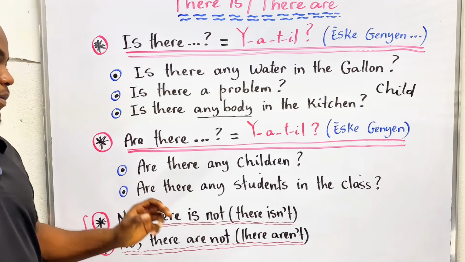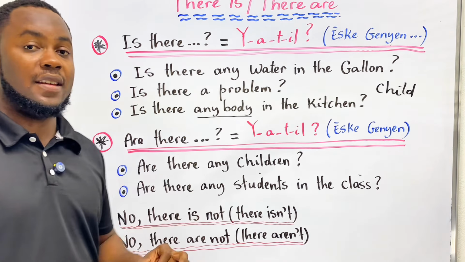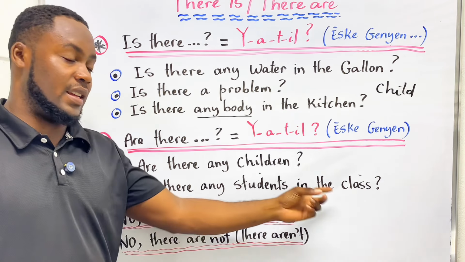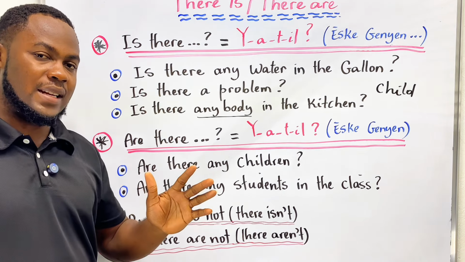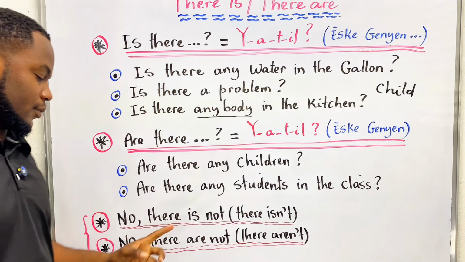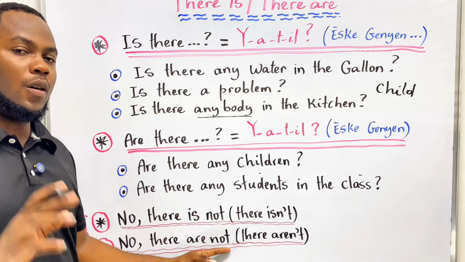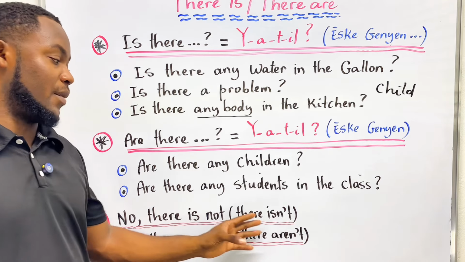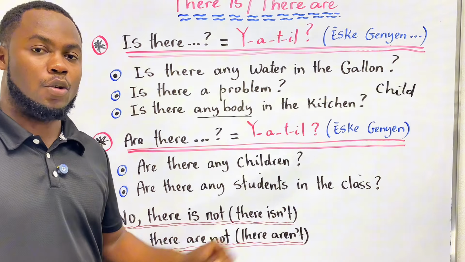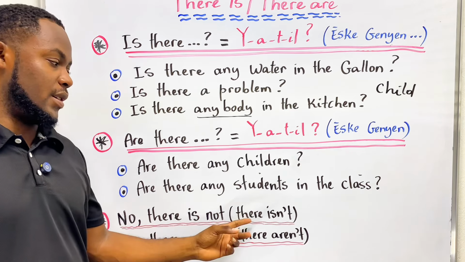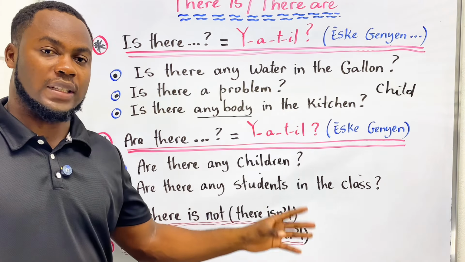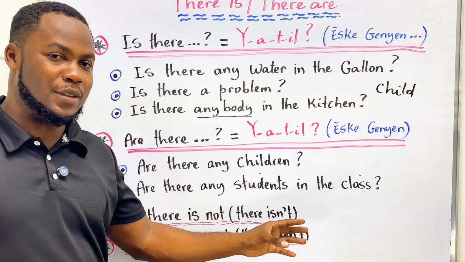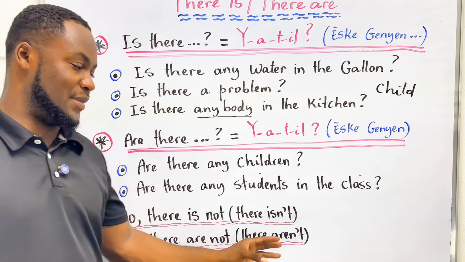Okay? For example, if I say, are there any students in the class? If there aren't, I say, no, there are not, or no, there aren't. So when you answer shortly, we recommend you to use the contracted form. When you answer briefly, use the contracted form. Instead of there is not, we prefer there isn't. And instead of there are not, we say there aren't.